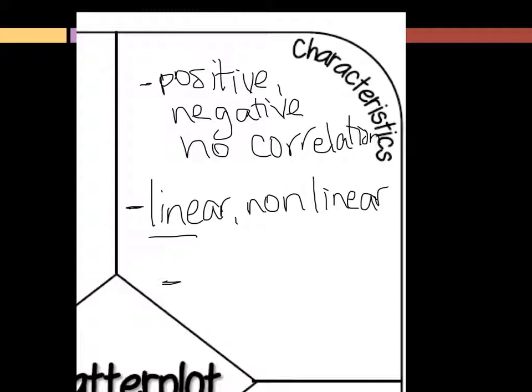And the last thing we look at for our characteristics is if there's a strong or a weak correlation. A strong correlation means that the points show a pattern that increases or decreases, and they are kind of in a good line for us. A weak correlation means they're a little more scattered out. They can still show the same pattern, but they're more scattered throughout the graph.